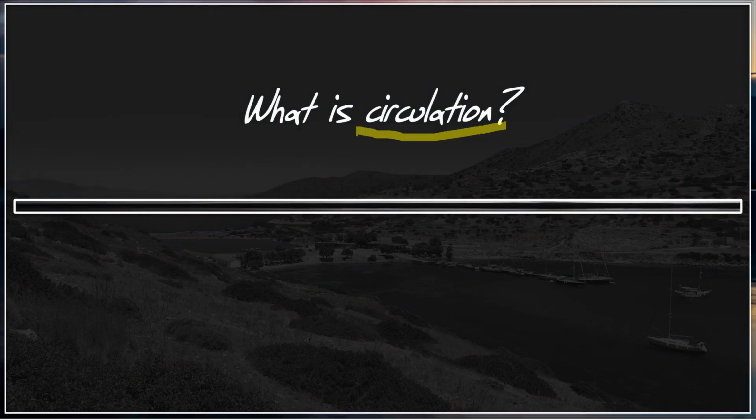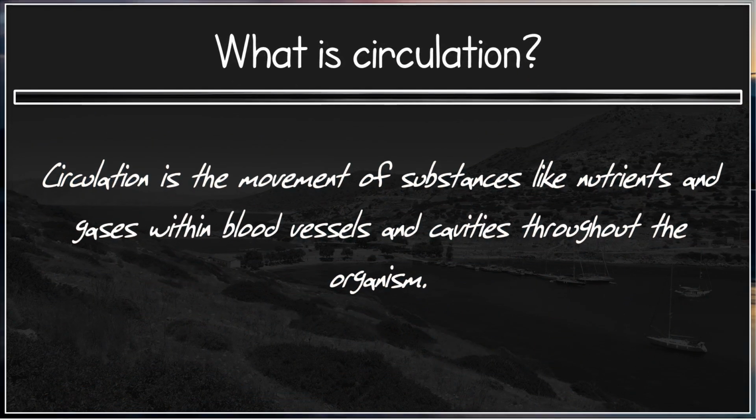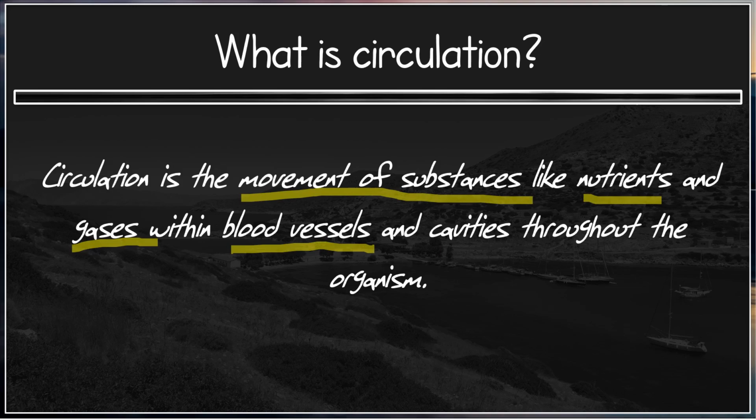What is circulation? Circulation is the movement of substances like nutrients and gases within the blood vessels and cavities through the organism.